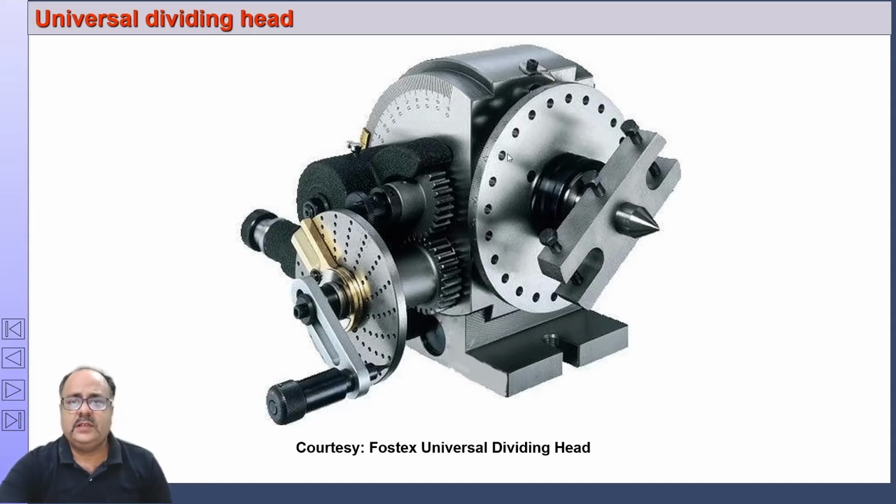Okay, this is a universal dividing head. This dividing head can be tilted also, that's why it is graduated in degrees. Normally, we don't have this tilting type. And there is a plate here, I think a 24 hole circle plate for direct indexing. We'll discuss direct indexing later. So this is a Fostex universal dividing head.